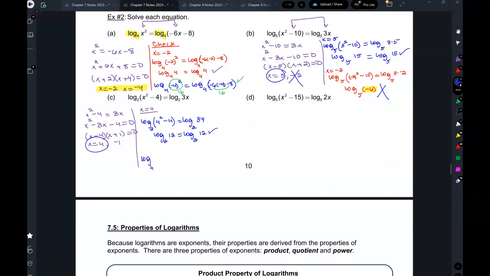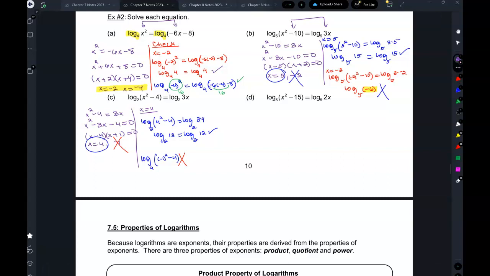Now x equals negative 1. So I'm going to have negative 1 squared minus 4. Okay, so here already, negative 1 squared is 1. Minus 4, I'm going to get log of a negative number. I already know that this failed, so I throw it away. And my only answer is x equals 4.